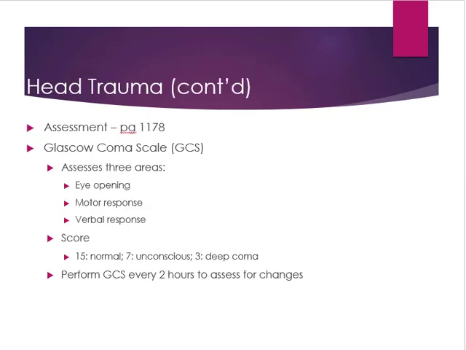It's important with head trauma to do a thorough assessment, and there are more key tips on that on page 1178. It's important to conduct the Glasgow Coma Scale, and that's spelled incorrectly, but you're assessing 3 areas: eye opening, motor response, and verbal response. I know that those individuals that have spent some time in the ICU or CCU are familiar with that, ER as well. A score of 15 is considered normal, 7 could be unconscious, and 3 is in a deep coma. And it's important to perform the Glasgow Coma Scale every 2 hours to assess for changes.